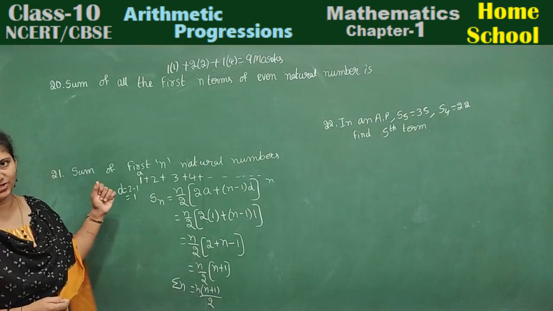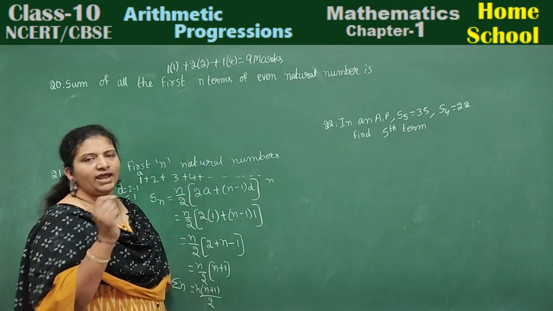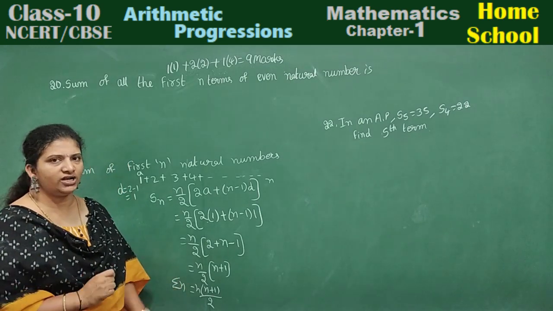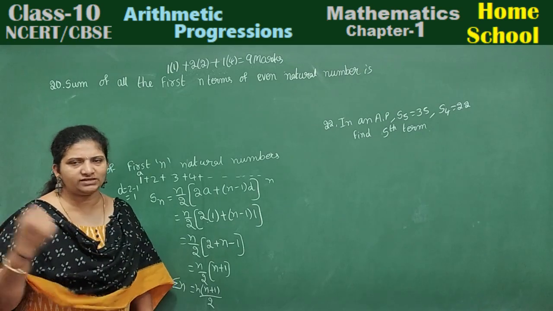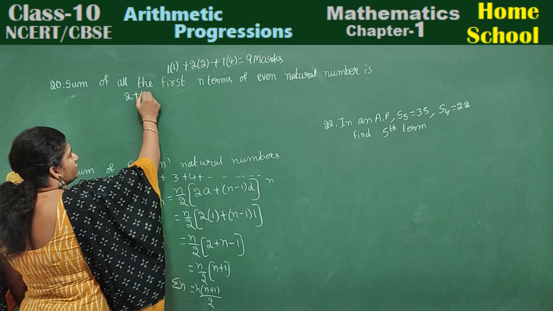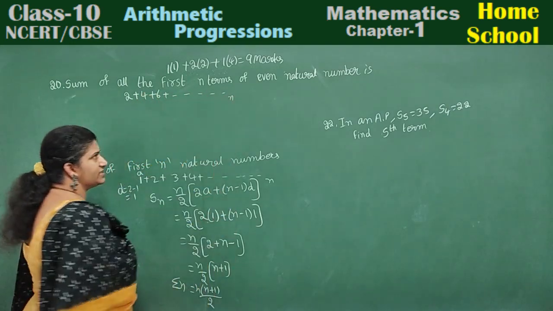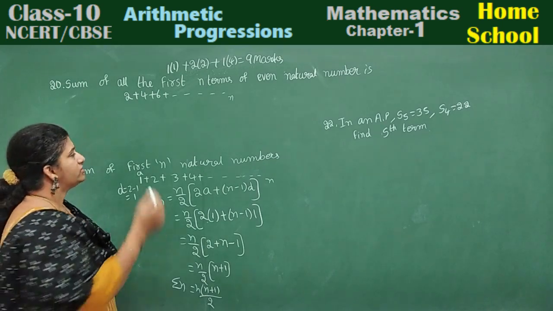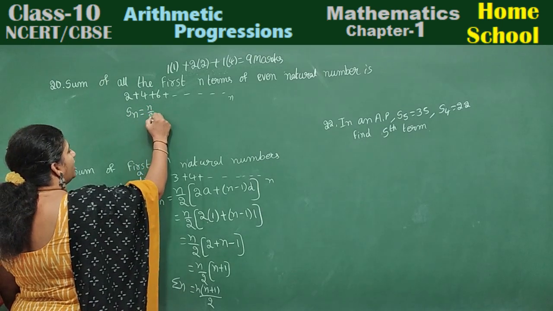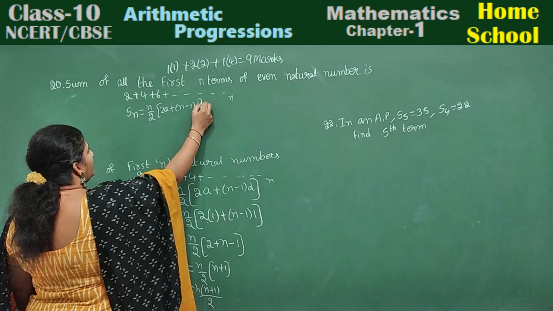So next question. Find the sum of first n terms of even natural numbers. How many terms are there? We don't know. Even natural numbers. Natural numbers means 1, 2, 3, 4, 5, 6. But even. Even means 2 plus 4 plus 6 plus so on up to n terms. I don't know where it ends. So again formula. Sn is equal to n by 2 into 2a plus n minus 1 into d.